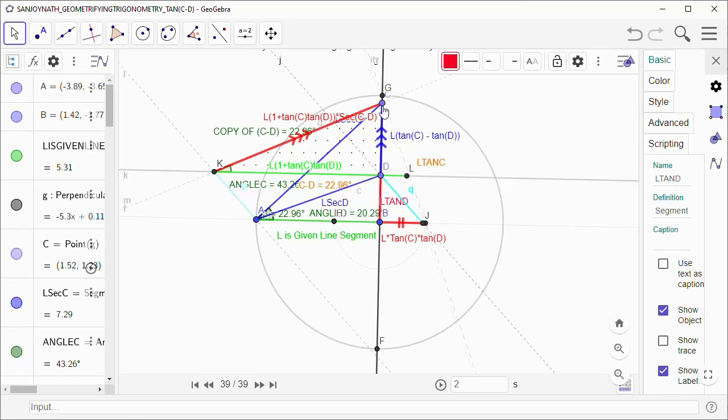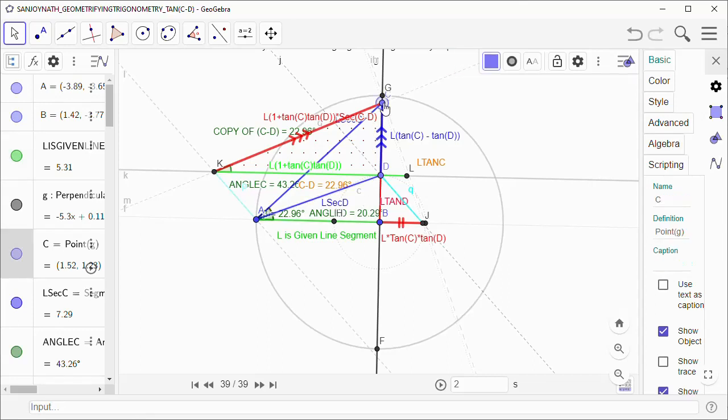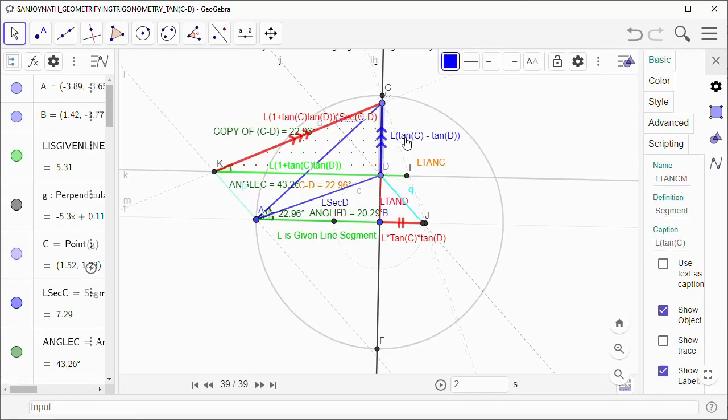Now when we try to forget this line and this line and this line, we have only the line from this to this, and this one is the L tan D. This point to this point is the L tan C. This point to this point is the L tan D. So only this part, from here to here, is the L tan C minus tan D, which is taken common here, which is triple arrowed here. That is the L into tan C minus tan D.